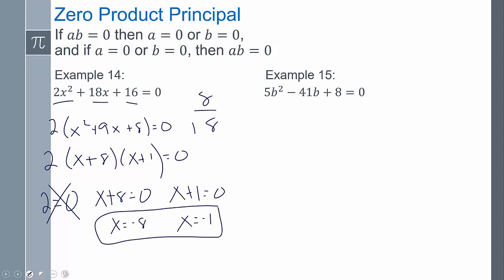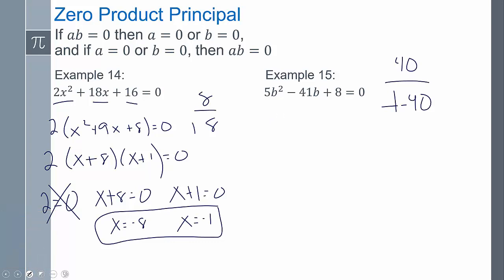Now I want you guys to go ahead and try number 15. Remember, we start off with a times c. Okay, so going over it, if I did a times c, you should have 1 and 40. So it should be negative 1 and negative 40.